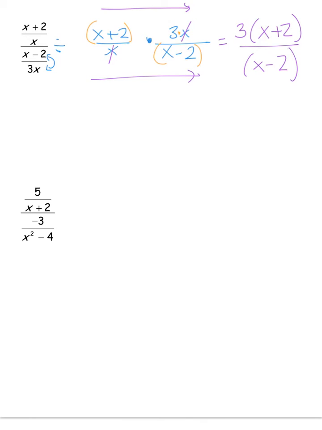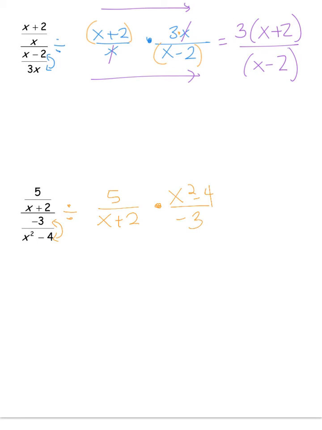Okay, final example. Okay, that fraction bar is again where the division would go, and dividing is the same as multiplying by the reciprocal. So we're going to have 5 over x plus 2 multiplied by x squared minus 4 over negative 3, the reciprocal of the fraction on the bottom.